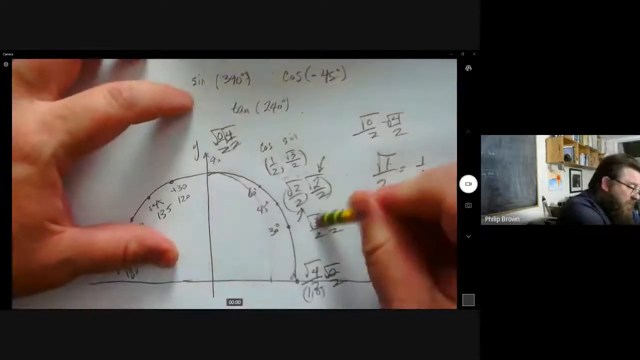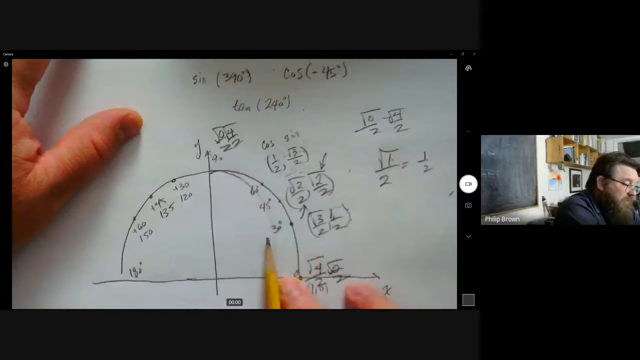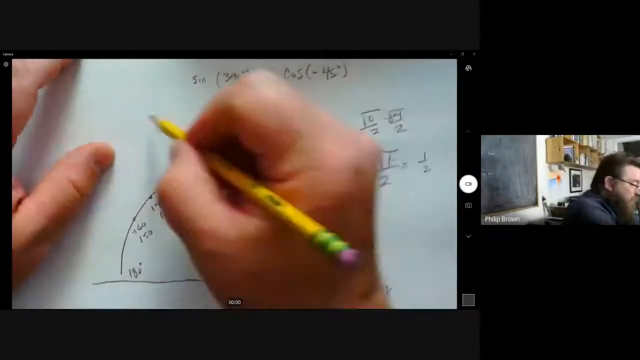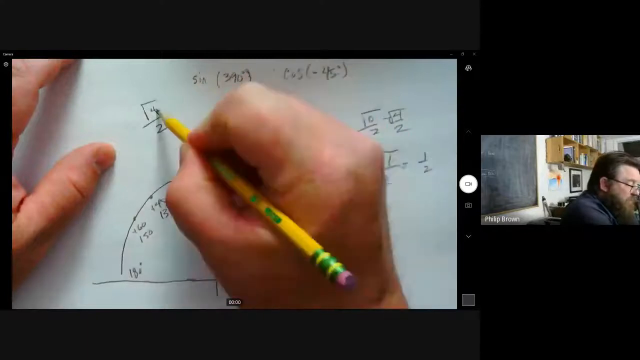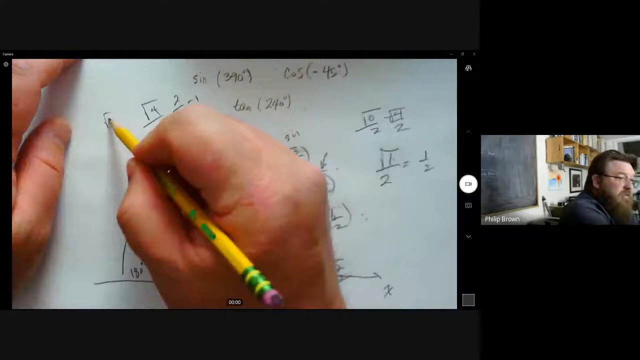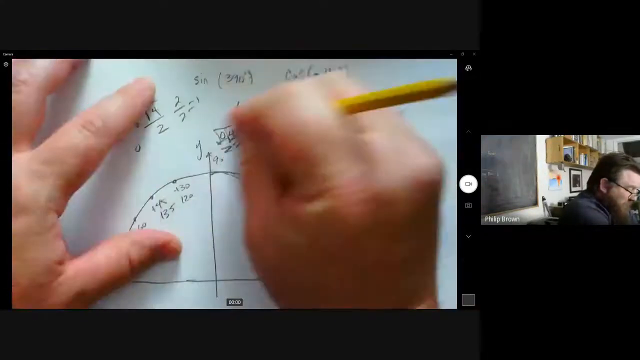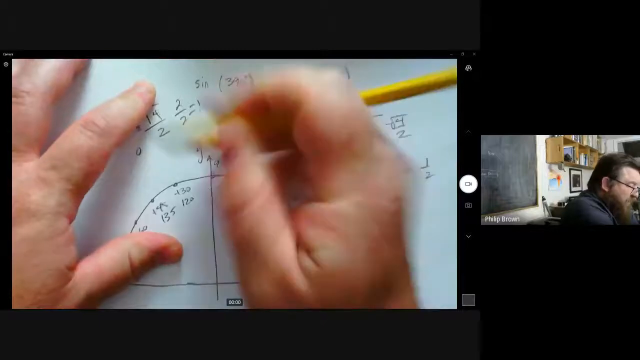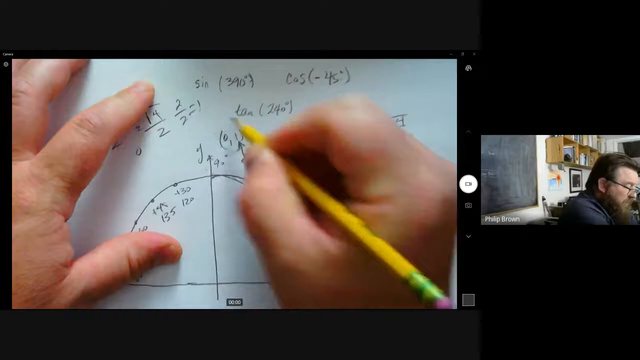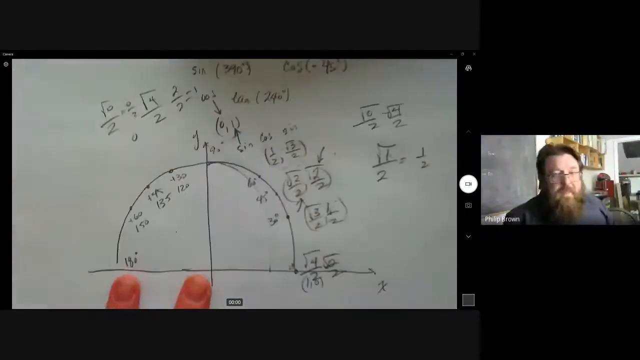Same thing here: square root of 1 is just 1. So sine of 30 is 1/2, and cosine of 30 is root 3 over 2. This right here, of course, square root of 4 is 2, and 2 over 2 is 1. Square root of 0 is 0, and 0 over 2 is 0. So this is (0, 1). The sine of 90 is 1, and the cosine of 90 is 0. So that's the first quadrant.